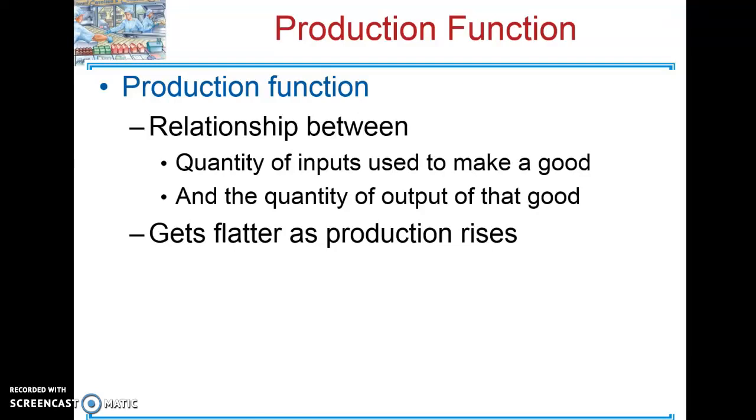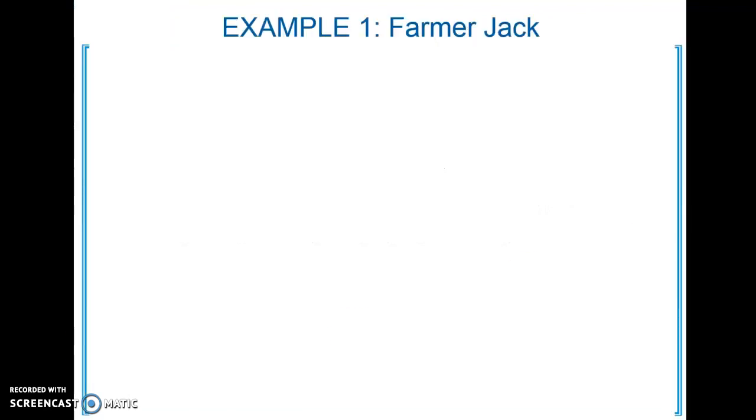The production function is a relationship between the quantity of inputs used to make a good and the quantity of output of that good. The production function gets flatter as production rises. So let's look at an example here.